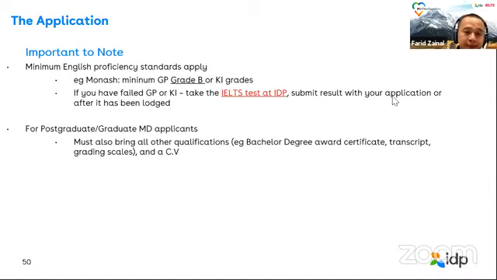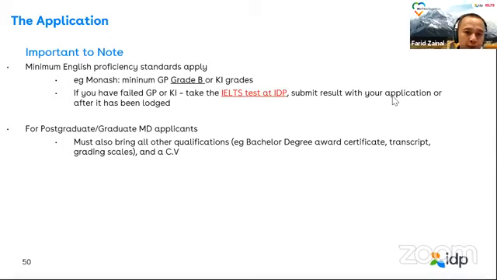Just take note of certain things with regards to your application. As mentioned, your English proficiency grade standards will apply. Monash will be looking at a minimum of a B grade for your GP. But you'll be heartened to know that if you didn't have this, you can approach IDP and take on the IELTS, the International English Language Testing System, which is held by IDP. This is an internationally recognized English language test. And we have noticed that most of the Year 12 students simply breeze through these tests.